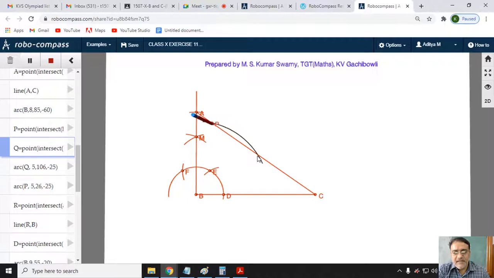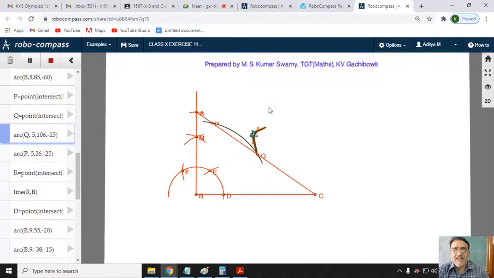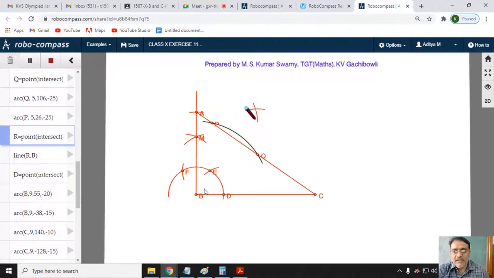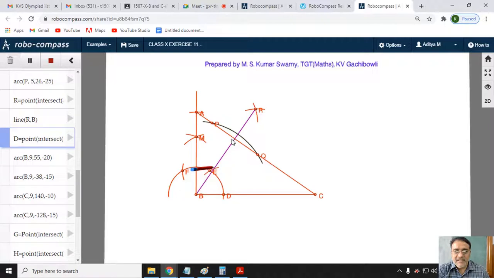P and Q. Again with center P and Q we will draw two arcs on this side such that the radius should be more than half of PQ. So Q से draw कर रहे हैं, same radius का arc P से draw करेंगे. Both will intersect at point R. Okay, now we'll join BR, which will intersect AC at point D. So this point is D.